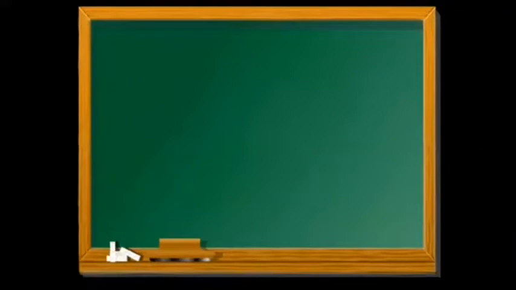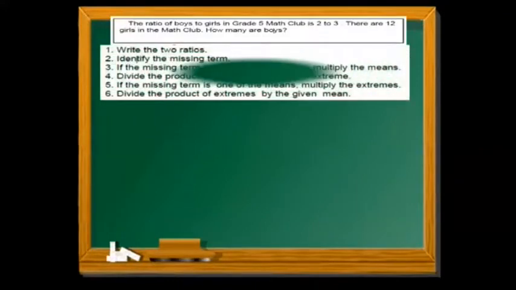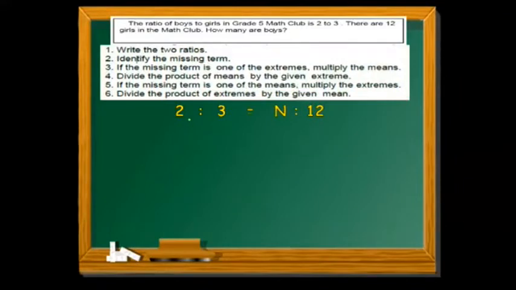So let's have how to find the answer. Okay, so there are 6 steps. Ang given nating number is 2:3 is equal to n is to 12. So, hanapin natin yung n, yung nawawala. The first step, identify the missing term. Ayun na yun, nahanap na natin yung n. Number 3, if the missing term is one of the extremes, multiply the means. Ang nawawala natin, this is the means, this is the extreme. So, nawawala natin is mean. So, let's move to step number 5. If the missing term is one of the means, multiply the extremes.